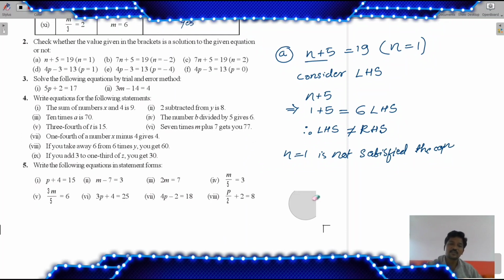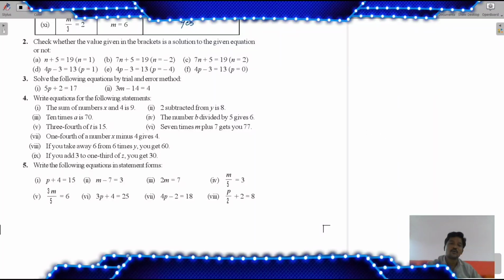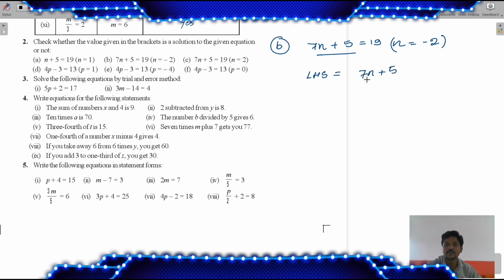Now check the second question. What he has given in the second question, that is B, 7n plus 5 is equal to 19, when n is equal to minus 2 he has given in the bracket. Now we need to substitute n equals minus 2 in this equation. Consider LHS, that is 7n plus 5.